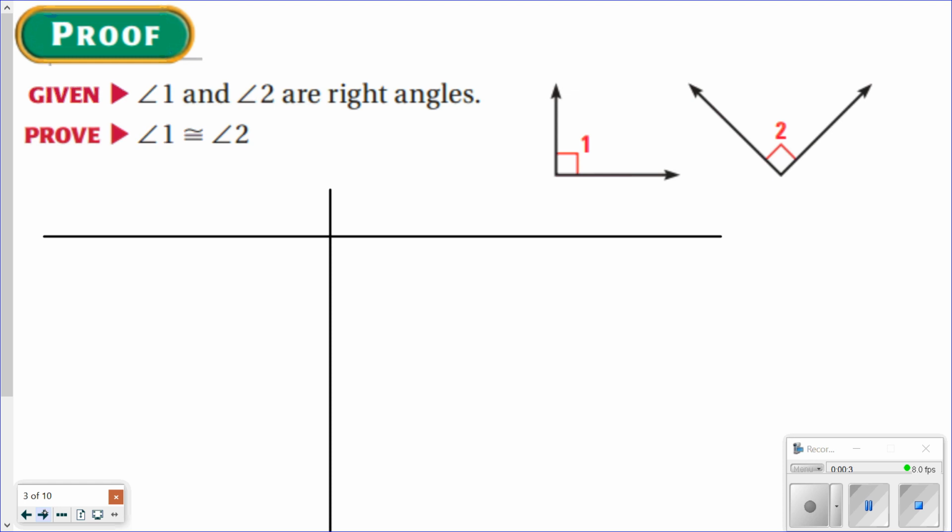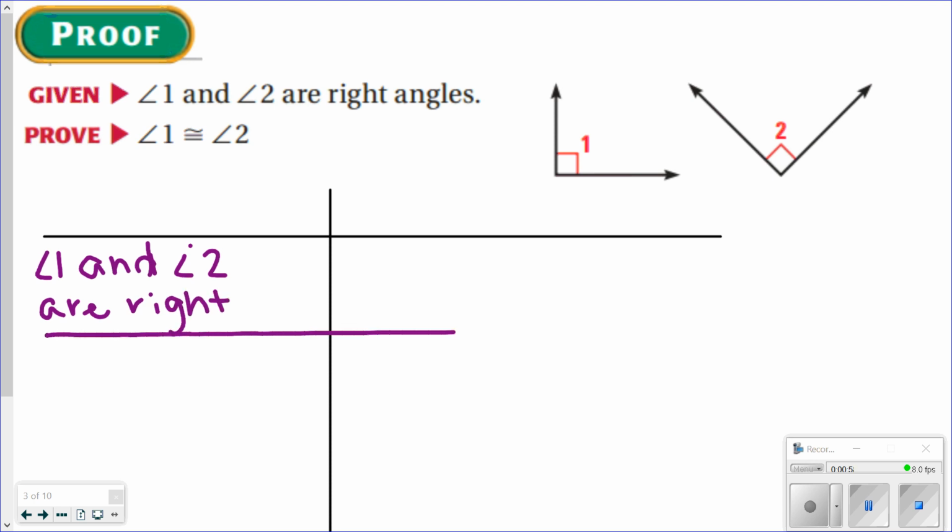Angle 1 and angle 2 are right angles. We want to prove that angle 1 is congruent to angle 2. With our proof, what's the first thing we're going to write? We're going to write what is given. And what is given is that angle 1 and angle 2 are right angles. And the reason that was given.